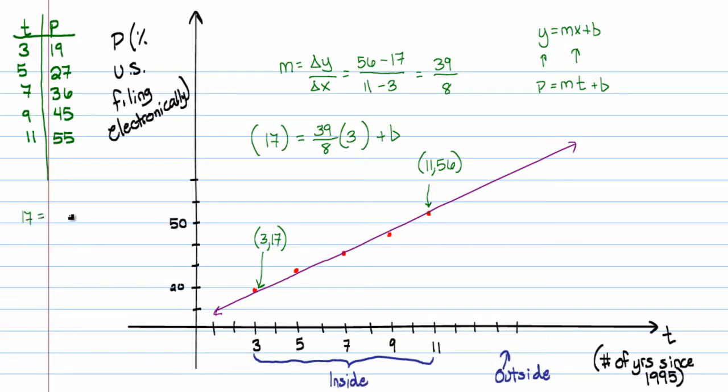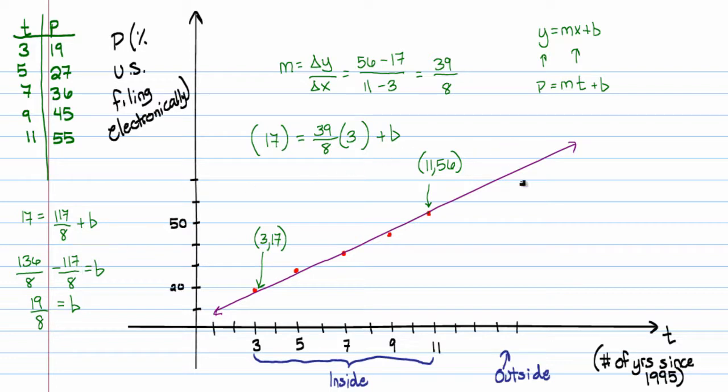We have 17 is equal to 117 over 8 plus b. And now I'm going to subtract 117 over 8 from both sides. And I'll write 17 as a fraction with the same denominator, so it'll be 136 over 8. We're losing 117 over 8. And that's what b is supposed to be. That means b is 19/8.